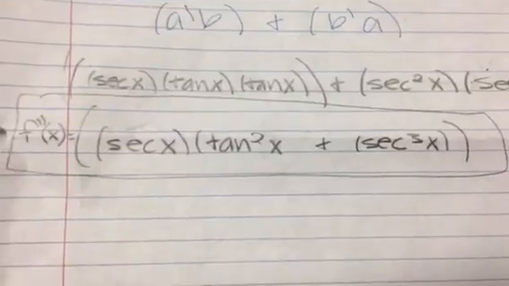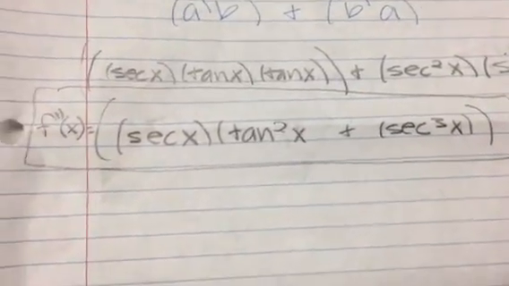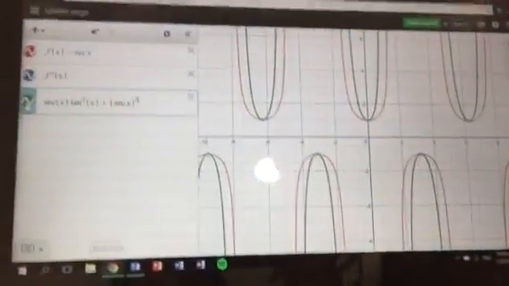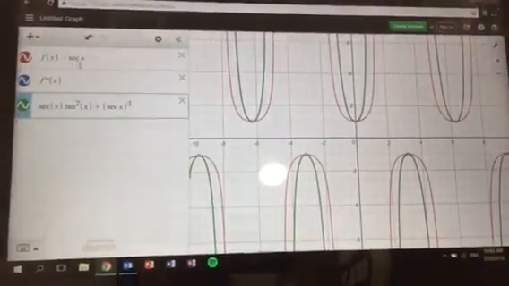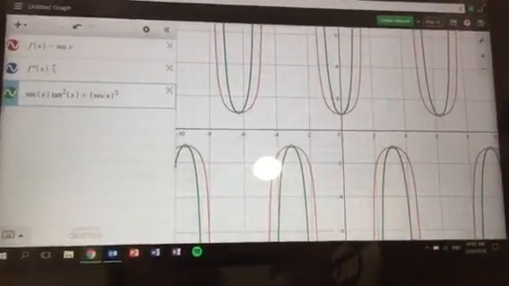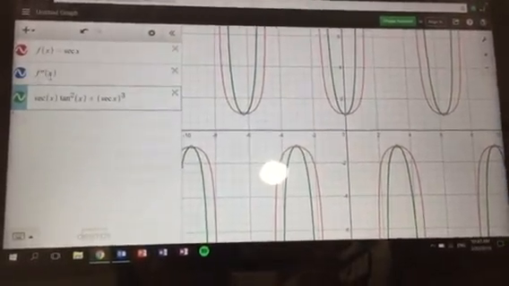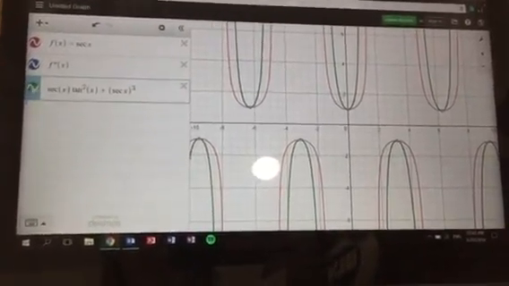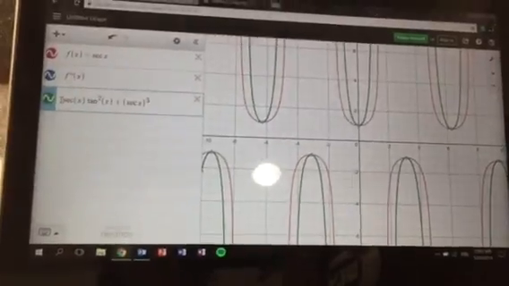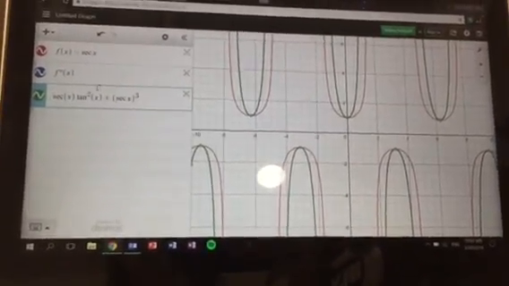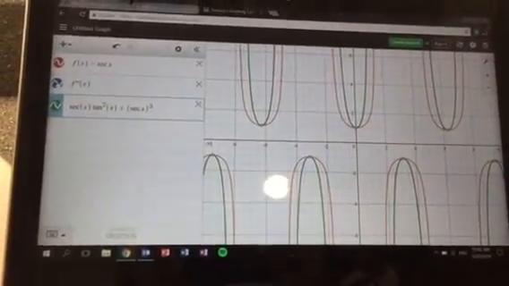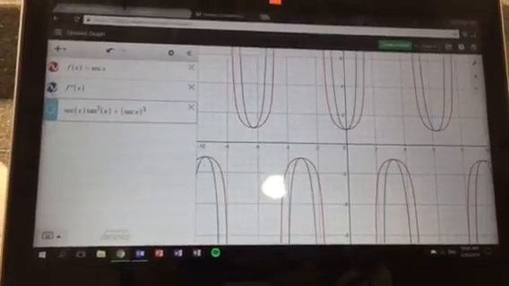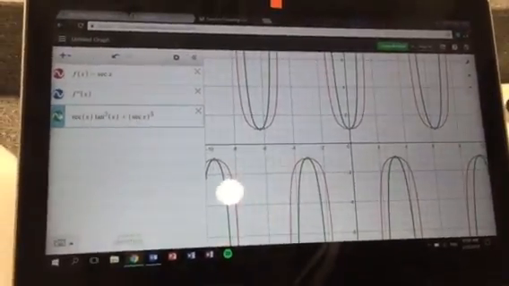And Erin will tell you how we can check it on Desmos. On Desmos, when you plug in the function f of x equals secant x, you can then do f double prime x, which gives you the graph of the second derivative. From there you can graph the function that you got for the second derivative, and then you can turn them on and off to see if the graphs are the same. If they're the same, then you're correct.